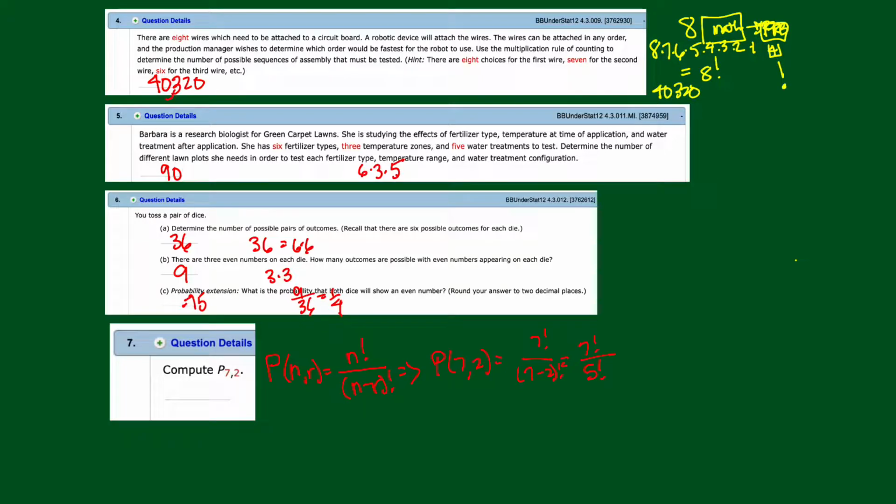Now I can do a little bit of reducing. I can reduce this by taking that top number and breaking it down until I get to the bottom one. So I can write it like this: 7 times 6. Now what's left? 5, 4, 3, 2, 1, which is exactly 5 factorial over 5 factorial. Those cancel. I get 7 times 6, which is 42.